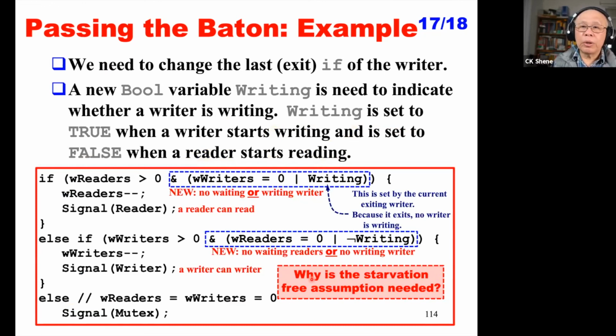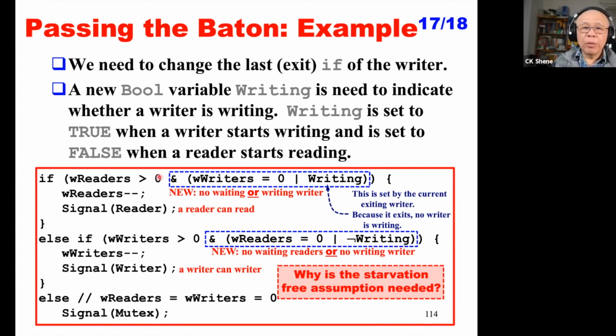So we need to do some modification. Here we need to change the last exit of the writer. We add a Boolean variable, writing, to indicate whether a writer is writing. Writing is set to true when a writer starts writing and is set to false when a reader starts reading. When a reader starts reading, it means there's no writer writing. So it's funny: writing, this variable indicating whether there is a writer writing, is set to true by a writer, but it's set to false by the first reader.